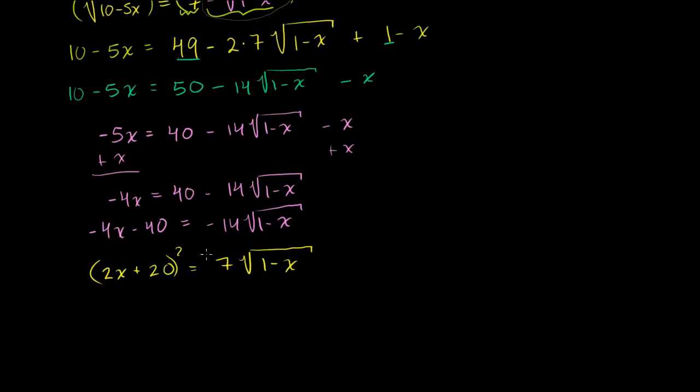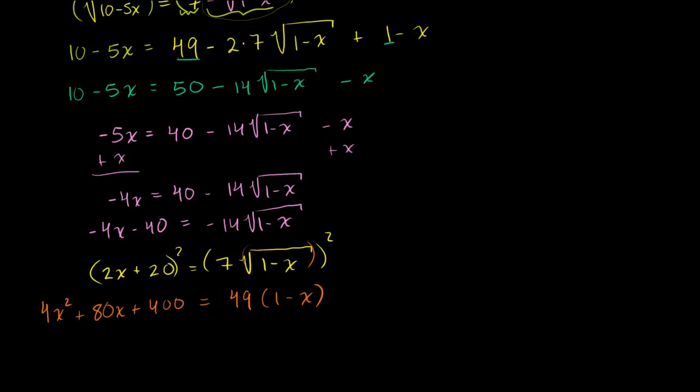Let's square both sides. The left-hand side becomes 4x squared plus 2x times 20 is 40x times 2 is 80x plus 400, which is going to be equal to 7 squared, which is 49, times this expression squared. Well, the square root of 1 minus x squared is just going to be 1 minus x.